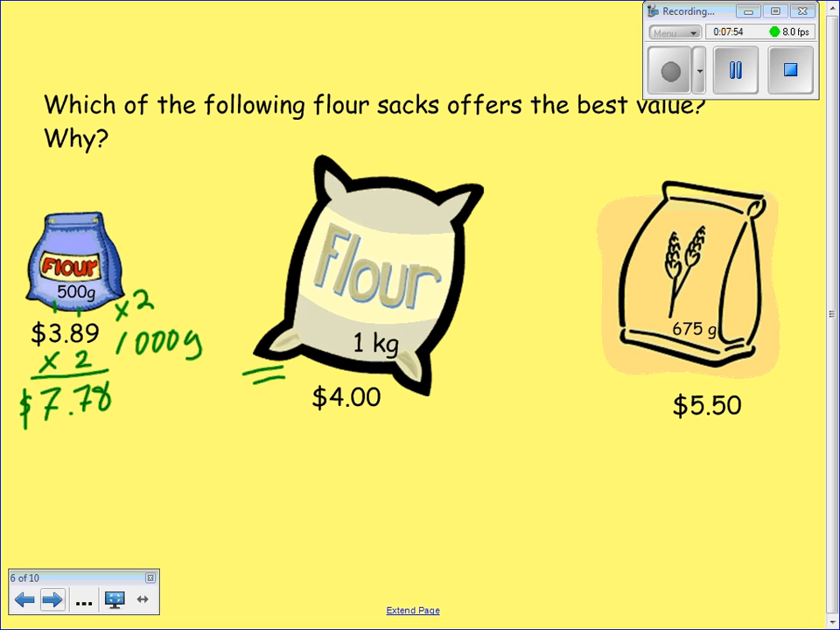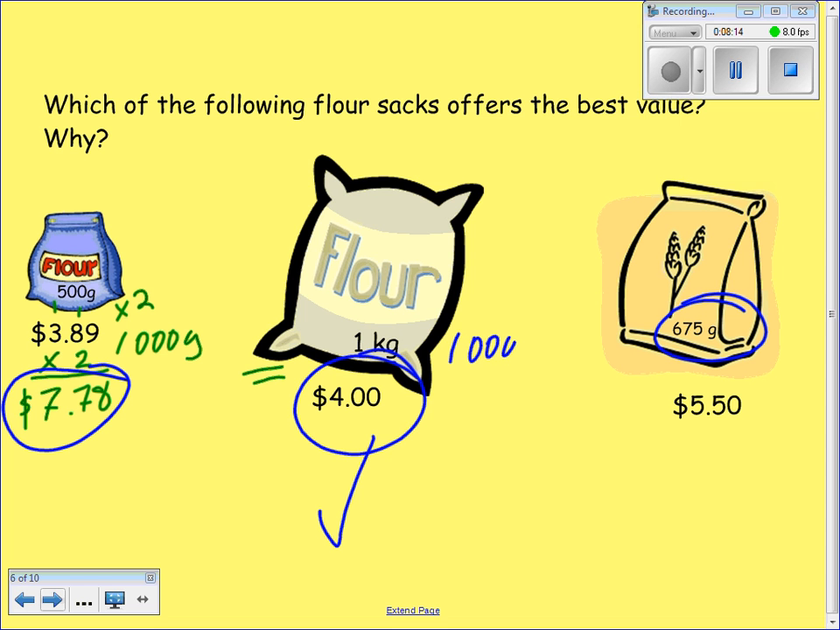Well, right away, if we compare $7.78 to $4, we've got the better buy in the 1 kilogram sack for $4. Now, right away, we know 1 kilogram, compare that to 675 grams. This is 1,000 grams. We can say, well, it's still cheaper for $4 and 1,000 grams than it would be for 675. So this is a larger amount for less money.